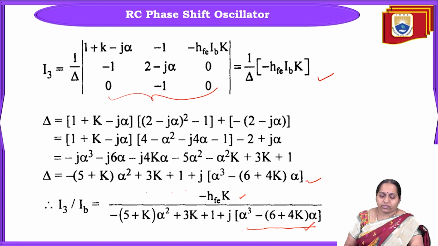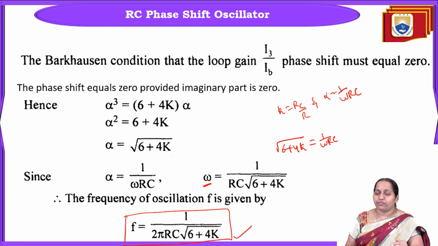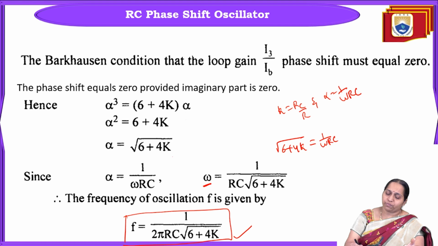So according to the Barkhausen criteria, in order to maintain sustained oscillations, the phase should be equal to 0. This is true only when the imaginary part is 0. So equating this imaginary part to 0, we have seen that omega equals 1 by RC root over 6 plus 4k, or simply f equals 1 by 2 pi RC root over 6 plus 4k. This is the equation for the frequency of oscillations of the RC phase shift oscillator.